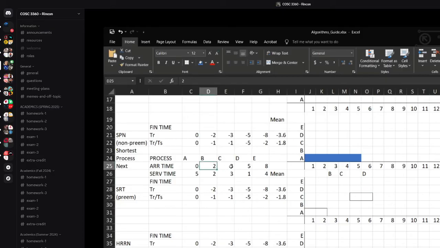Hopefully that part makes sense. The arrival time is the time that it arrives. So at time 5, all of these 3 are already waiting in the queue. We need to find which one has the shortest service time. Between B, C, and D, which one is the shortest? Well, it's D, because D is 1, and 1 is the smallest of these 3. So right now we need to run D first, because this is shortest process next.